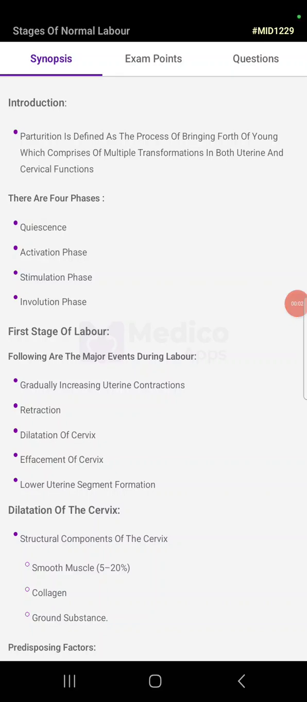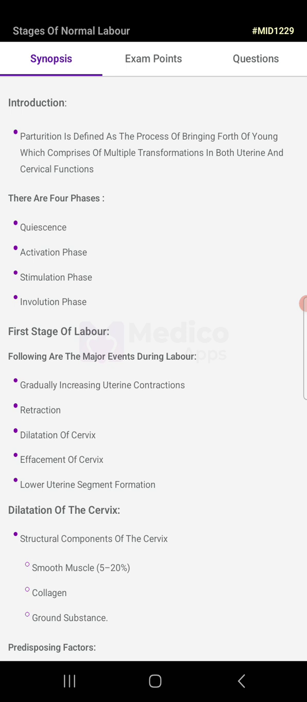Parturition is defined as the process of bringing forth the young, which comprises multiple transformations in both uterine and cervical function. There are four phases: quiescence, activation phase, stimulation phase, and the involution phase. First stage of labor: following are the major events during the labor.